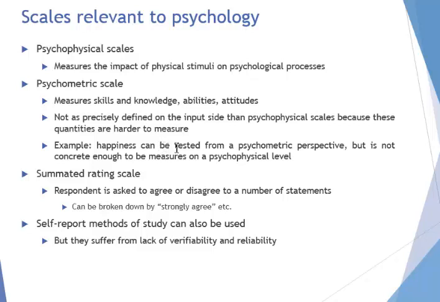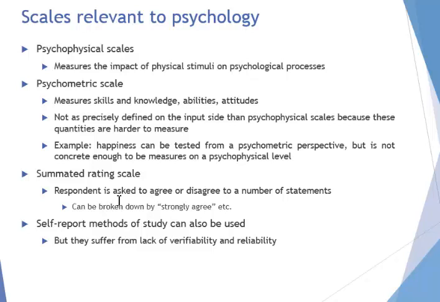So, for example, happiness can be tested from a psychometric perspective, but it cannot really be put on a psychophysical level. So you can have somebody answer how happy they are on a scale of 1 to 10, they're a 9, but it's not as precise as a psychophysical scale, which can determine how fast something reacts, a numerical relationship.